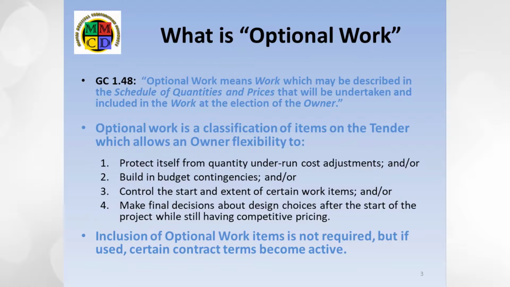Third, sometimes activation of portions of the work is outside of the owner's direct control. In such cases, the owner will want to control the start or extent of that work after the project begins. And fourth, sometimes all design choices are not finalized at the time of tendering. Yet, the owner still wants to get competitive pricing. By creating two optional work items, the owner can get that pricing without being committed to constructing that item.